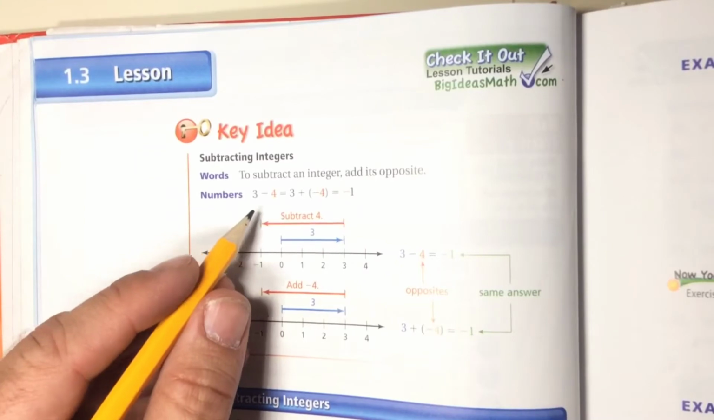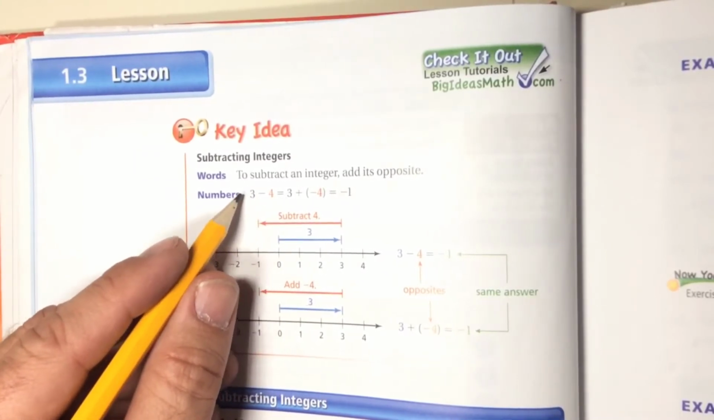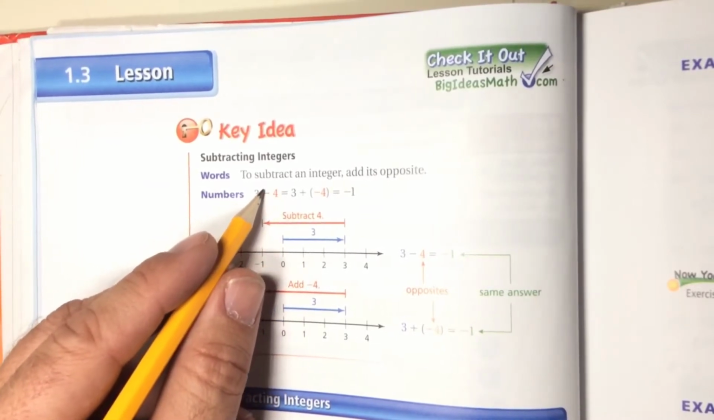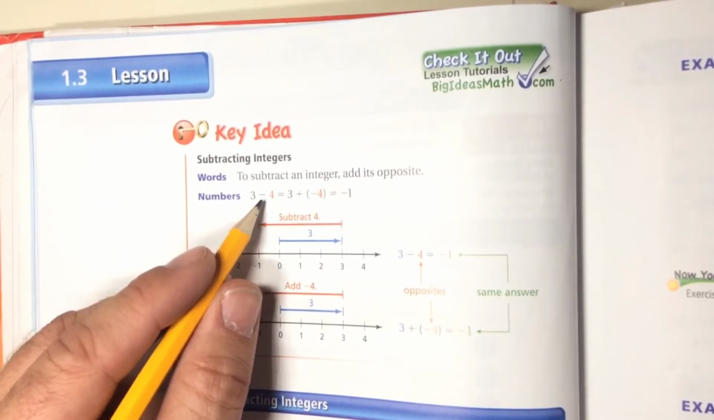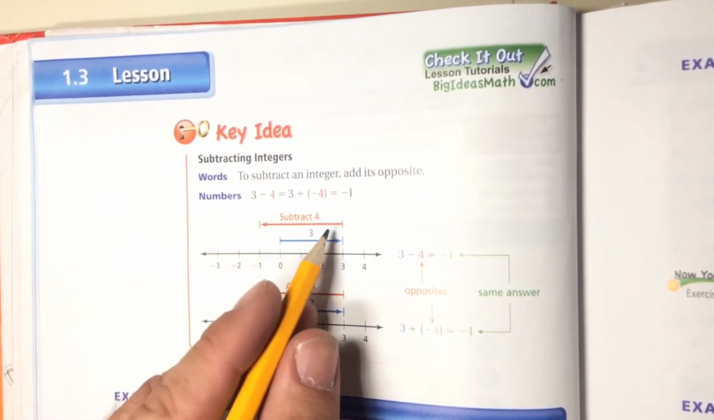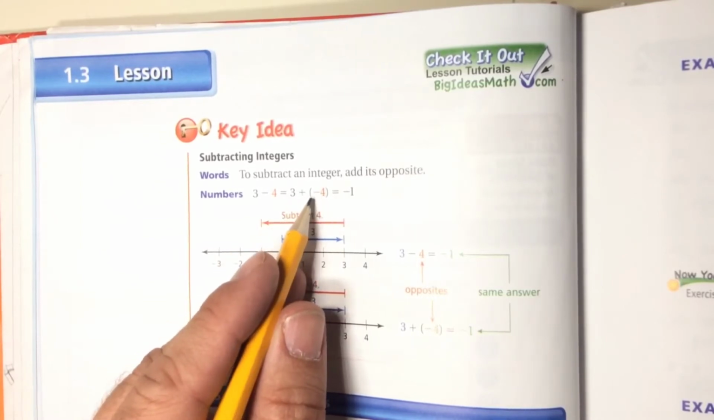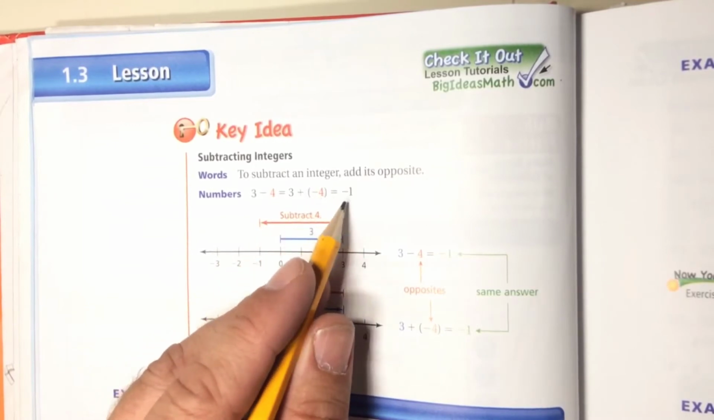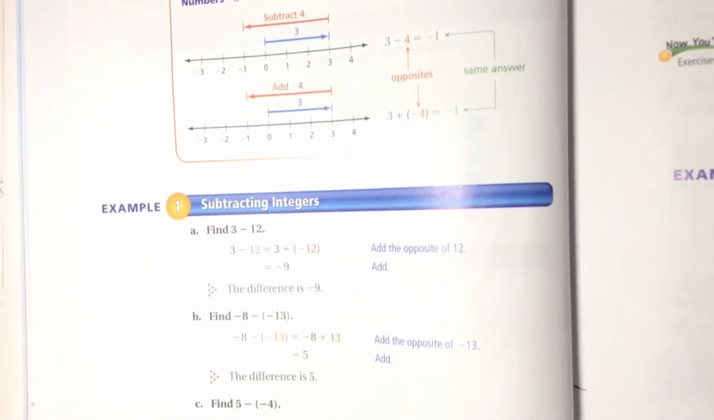I like to look at 3 minus 4 as just a positive 3. See how there's nothing out in front, so that means it's positive. And a negative 4. So we're combining a 3 and a negative 4, just like we were right here, combining a 3 and a negative 4. And by combining, I mean adding. We get negative 1. Okay, so let's look at their first example here.